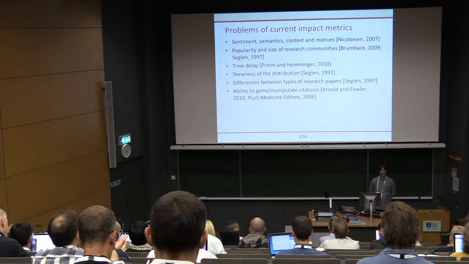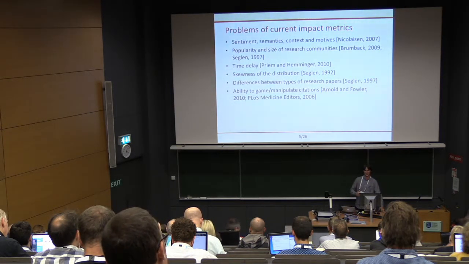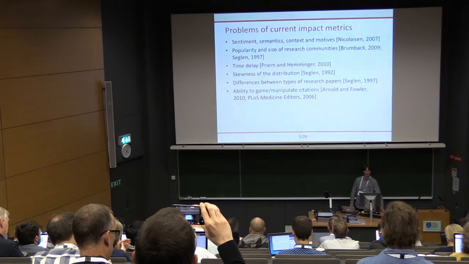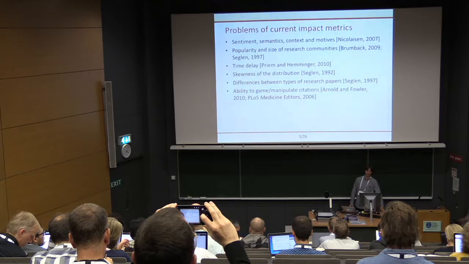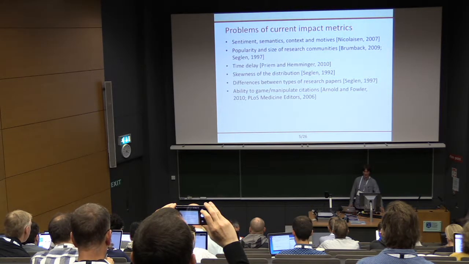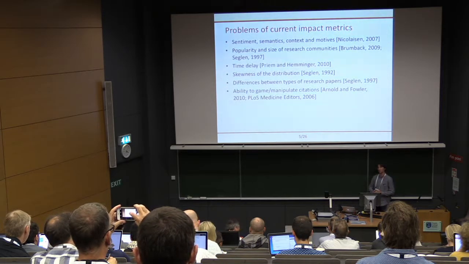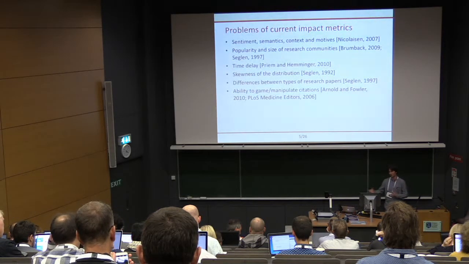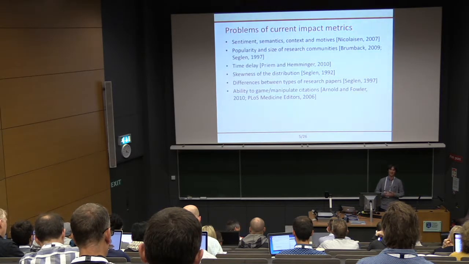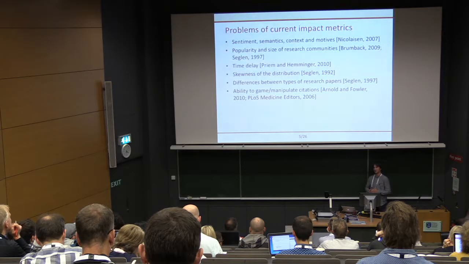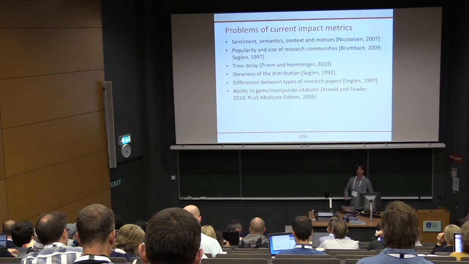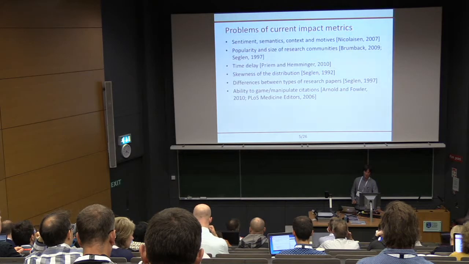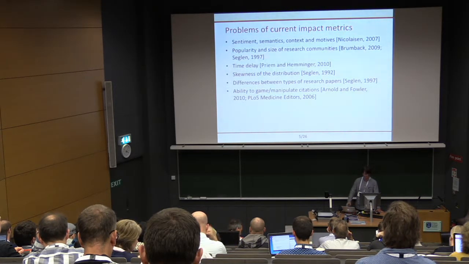There's a skewness of the distribution. I'm not sure if you are aware of it, but citations are an example of a long tail distribution, where a few papers have most of the citations, but the majority of the papers get very little. There are also differences in types of research papers. For example, we know that survey papers get on average a lot more citations than applied research. And the problem obviously with that is that you can argue that survey papers don't really introduce new ideas, so why do we treat them as having a massive scientific impact? There's also a significant problem of the ability to game and manipulate citations, as has been done quite a few times before.